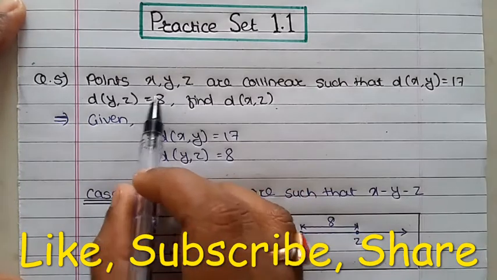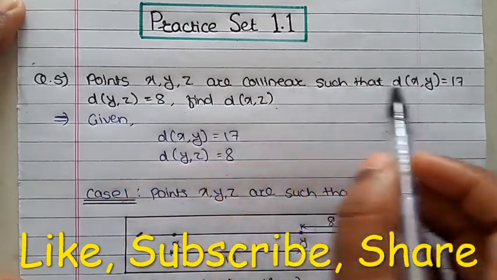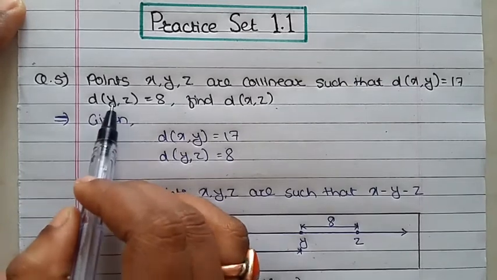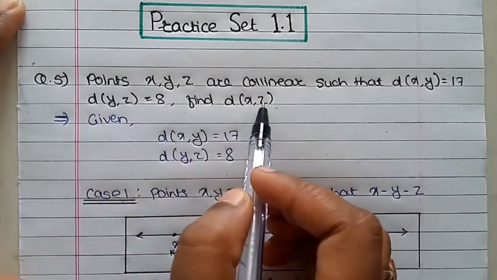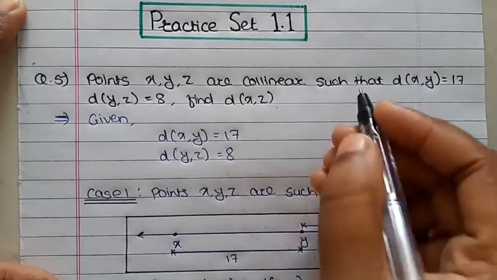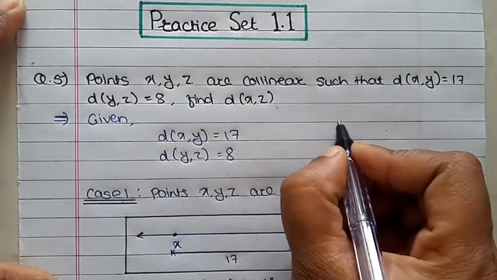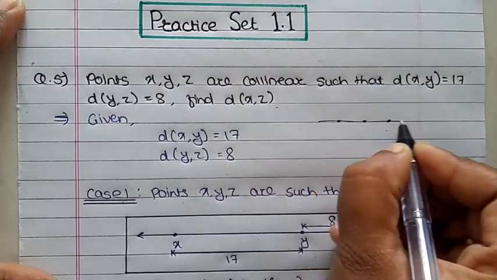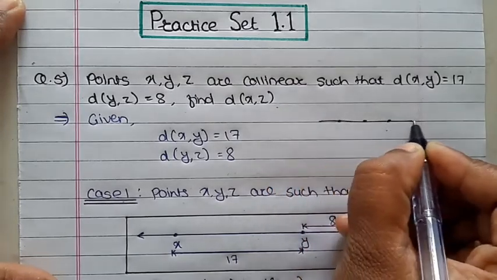Points X, Y, Z are collinear such that d(X, Y) is equal to 17, d(Y, Z) is equal to 8, and find d(X, Z). So what is meant by collinear? Collinear means the points lie on the same line, or a straight way. The points on a straight way are called collinear.